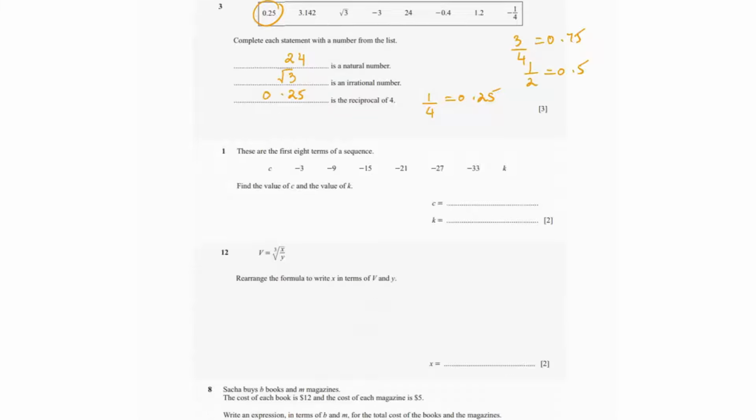Then we've talked about sequences. We've talked about rearranging, like once again, there's a cube root over here. So it will be v cubed when we get rid of the cube root. So v cubed equals x over y, and then v cubed times y equals x. So this is x in terms of v and y.